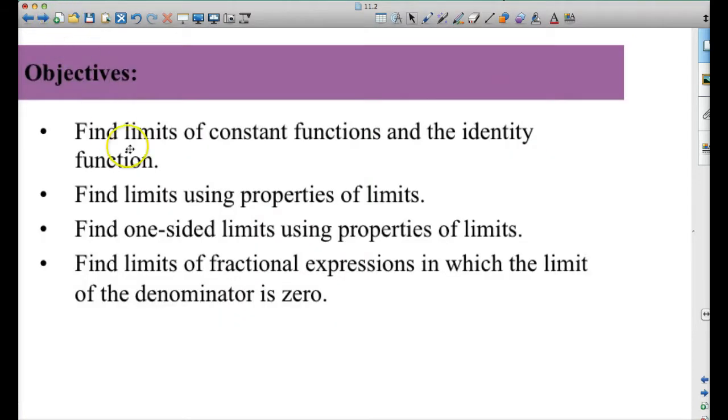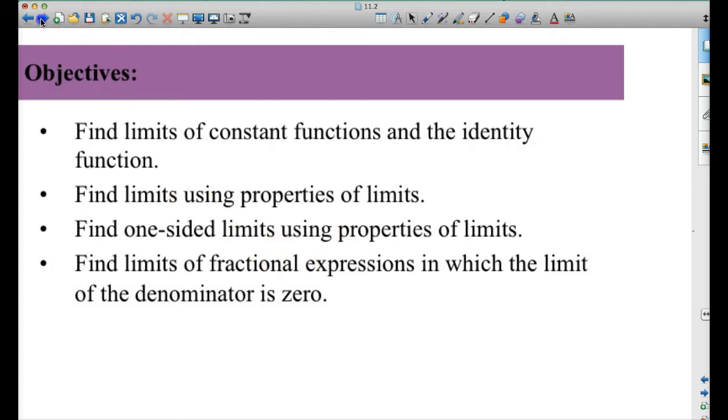Our objectives in this section are to find limits of constant functions and identify the function, find limits using properties of limits, find one-sided limits using properties of limits, and find limits of fractional exponents in which the limit of the denominator is 0.